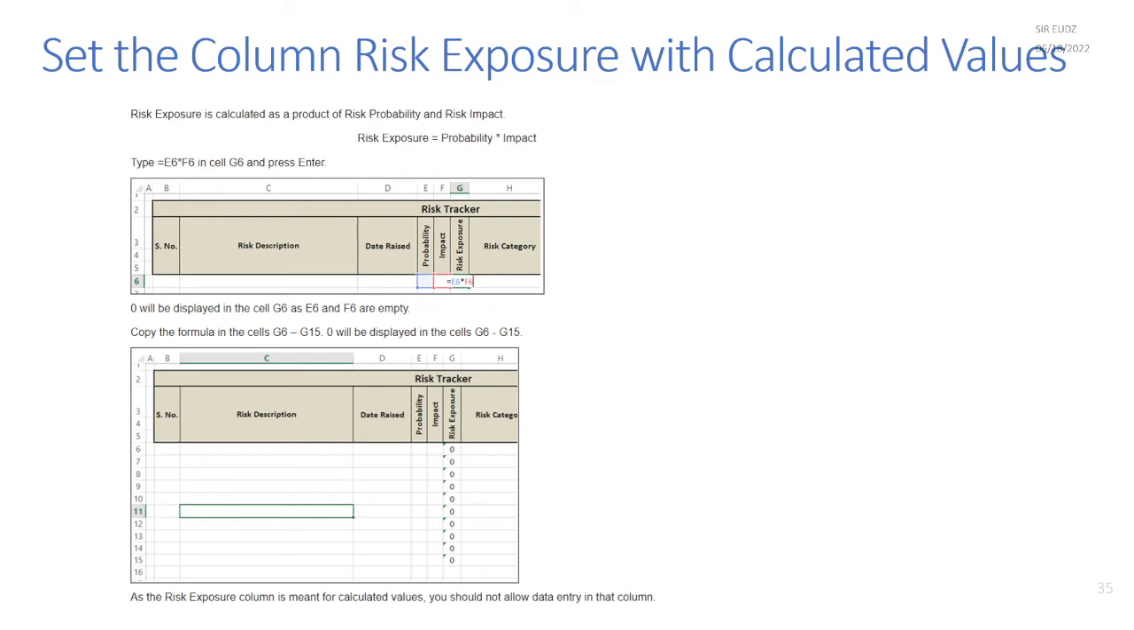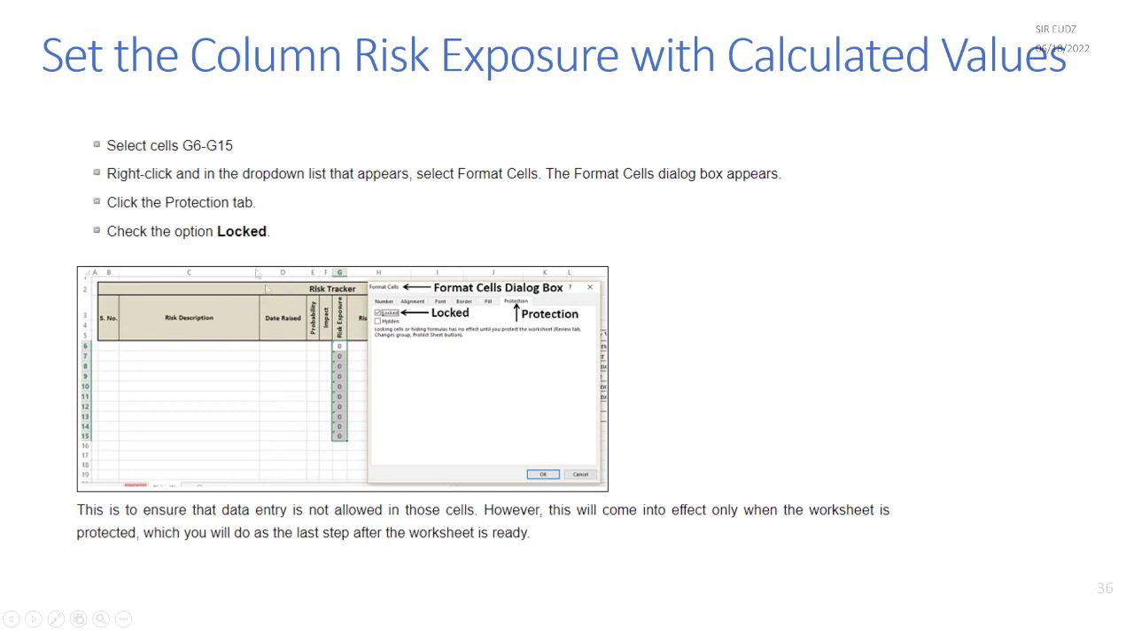Copy the formula in the cells G6 to G15. So we copy the formula, and 0 will be displayed in the cells G6 to G15. As the risk exposure column is meant for calculated values, you should not allow data entry in that column. So select cells G6 to G15, right click, and in the drop down list that appears, select Format Cells. So right click, then Format Cells.